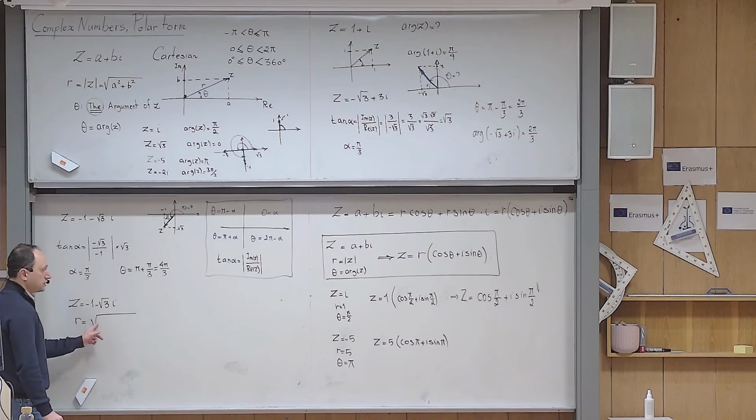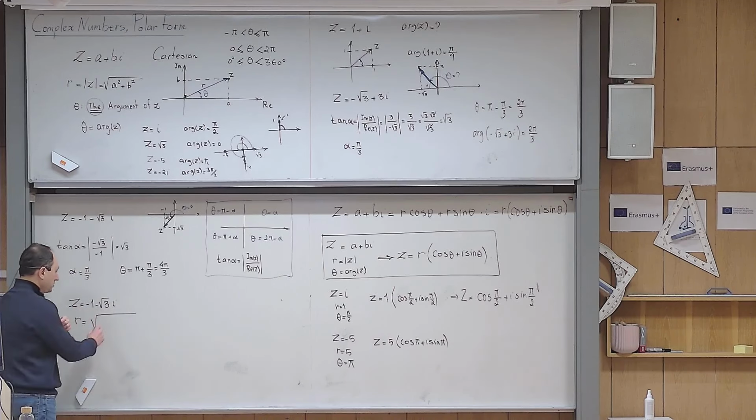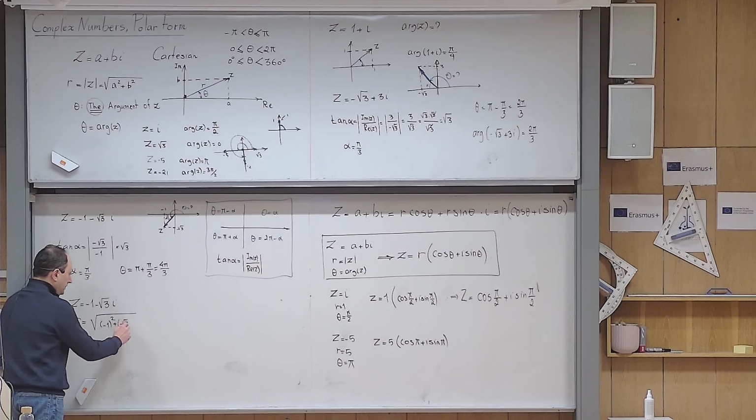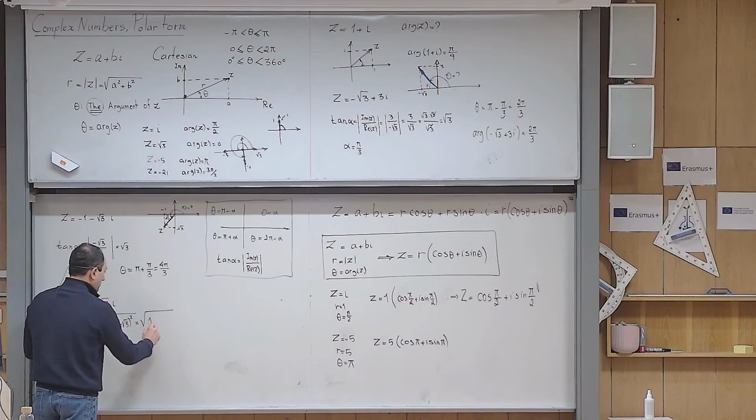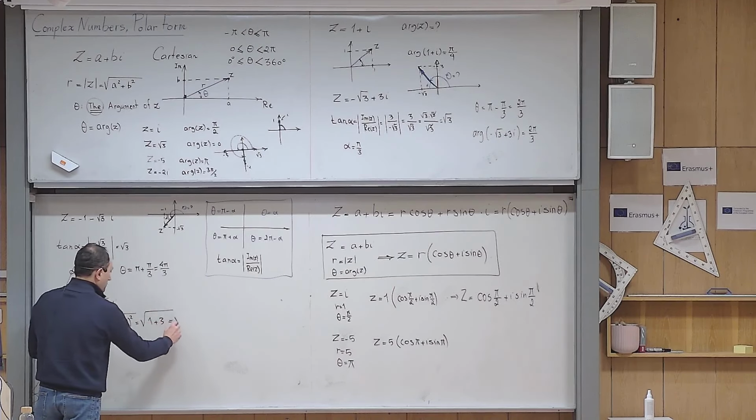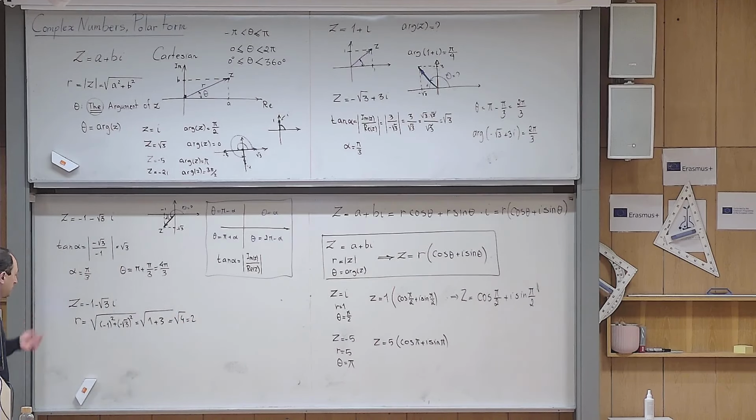So you could use these formulas for those cases as well, but because they were so evident, I didn't want to calculate it using the formula. But here I have to. So it becomes the real part to the power of 2 plus the imaginary part to the power of 2. And then what happens here? It becomes square root of 1 plus 3, square root of 4, and it becomes exactly 2. So r is found. Theta is the solution to this problem.